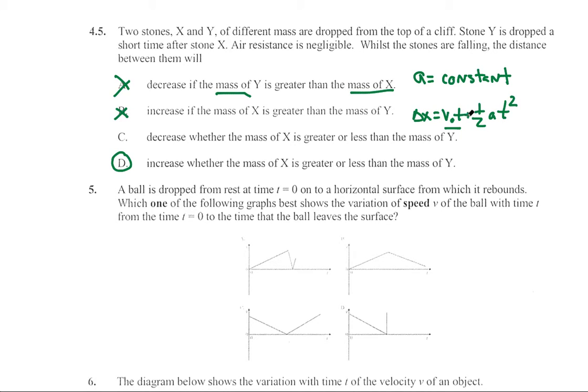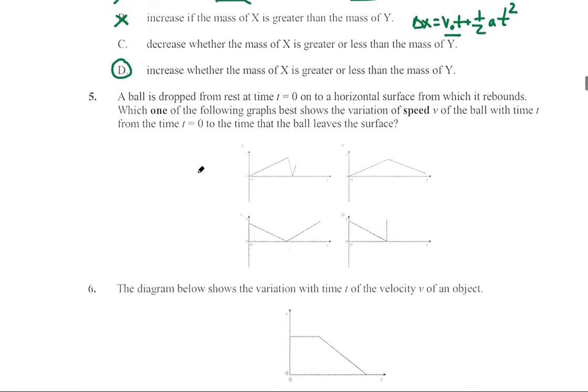Every second after that, since the first stone has some initial velocity, it's going to get bigger by this v naught t. So the distance between them increases every second, whether the mass of X is greater or less than the mass of Y. Like I said, the mass does not affect the acceleration of an object in freefall. So it increases. Choice D.